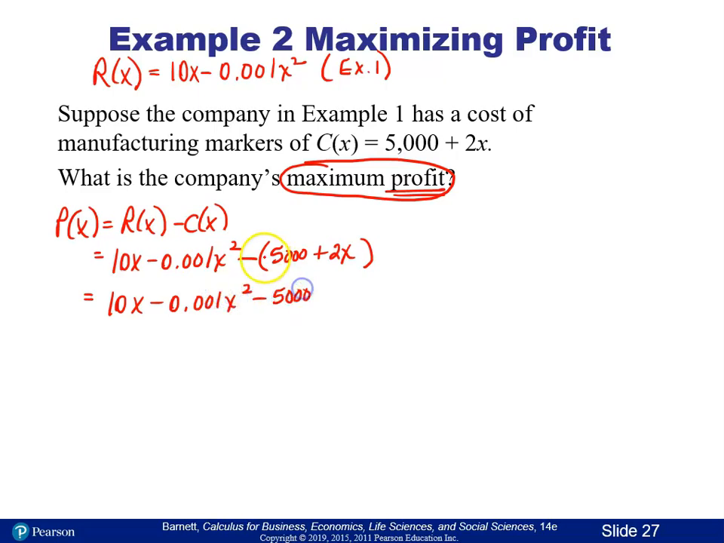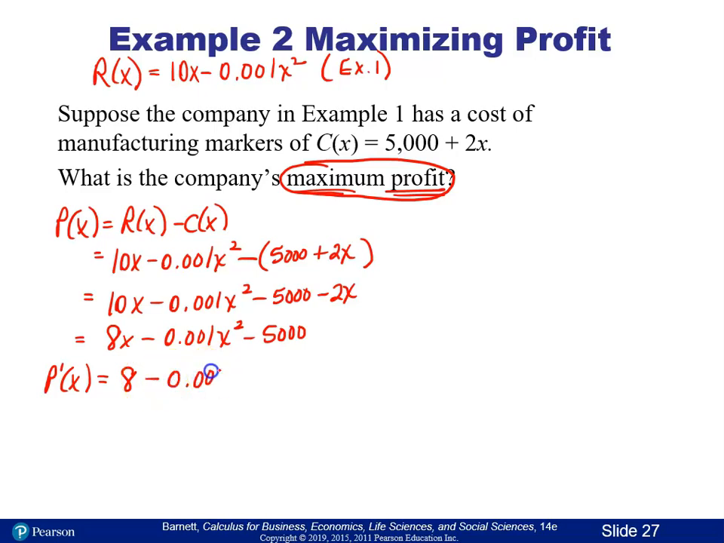Okay, so I'm distributing the negative through. And then I'm going to combine some like terms. So the 10x and the 2x will give me 8x. And then the rest don't have like terms. Okay, so I have my profit equation. So the next step, just like we did with revenue, is to take the derivative of our profit function because that is what we want to maximize. The derivative of 8x would just be 8. The derivative here would be negative 0.002x. Then the derivative of the 5,000 is going to be 0.